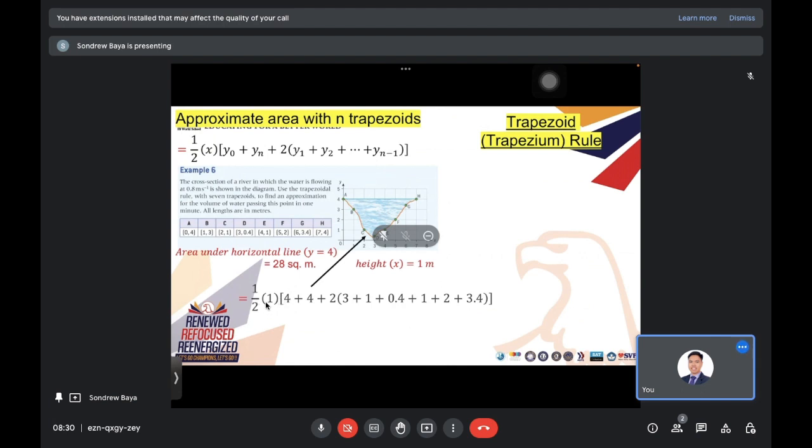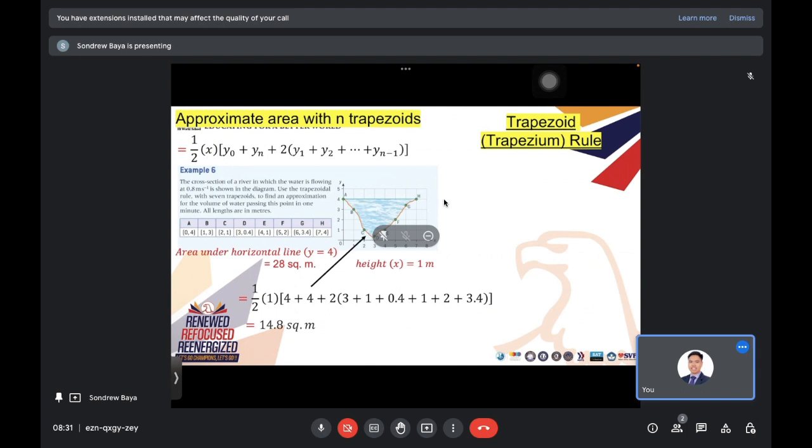We have 1/2 times 1 times the first length 4 plus the last length 4. We're looking at the y values, plus 2 times the ones in between: 3, 1.4, 1, 2, 3.4. All right. So if we continue to solve it using the calculator, we'll get 14.8 square meters as the approximate area under this curve.